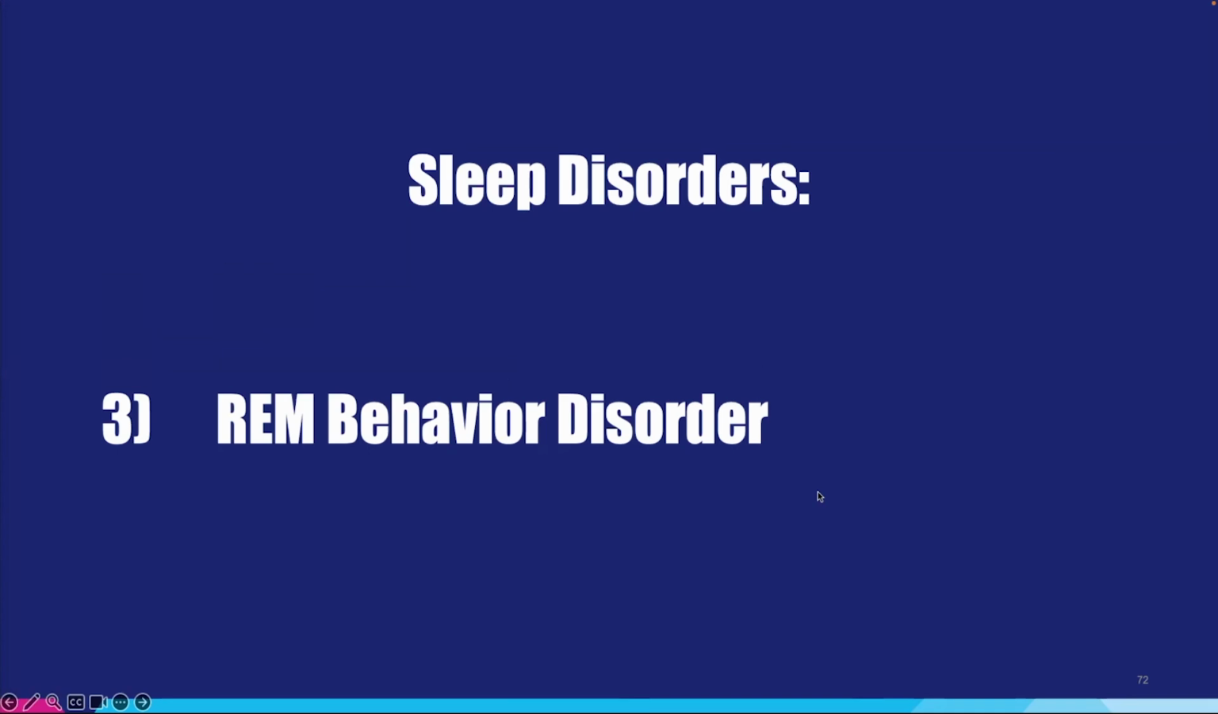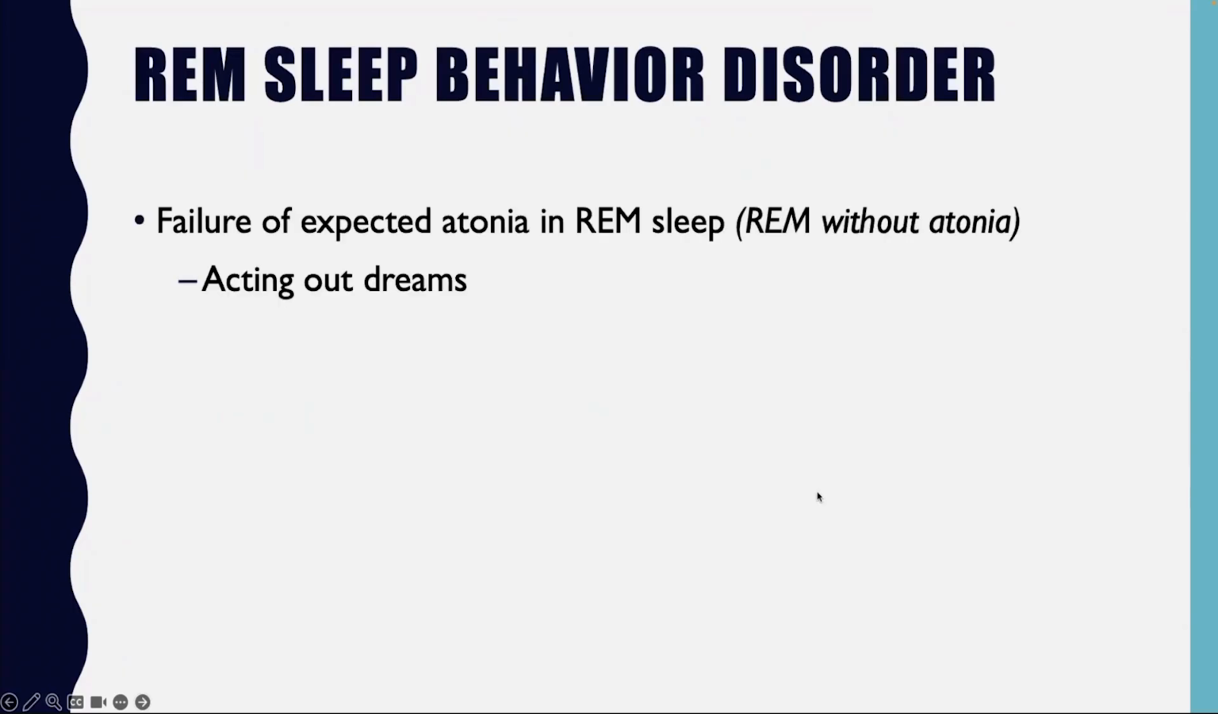And so next I'm just going to talk about, very briefly, REM sleep behavior disorder. So what is REM sleep behavior disorder? REM sleep behavior disorder is the failure of the expected atonia in REM sleep, where, as I mentioned earlier, in REM sleep, your brain is active, but your muscles are near paralyzed. But in REM sleep behavior disorder, you start acting out your dreams because you have the lack of atonia in REM.